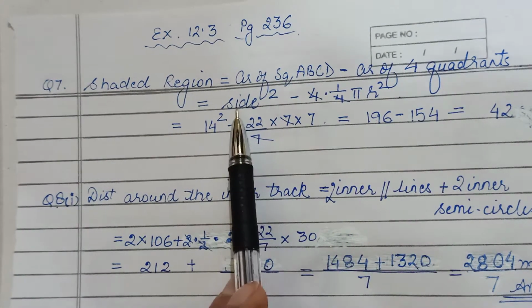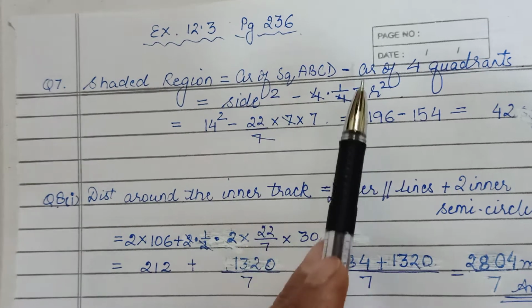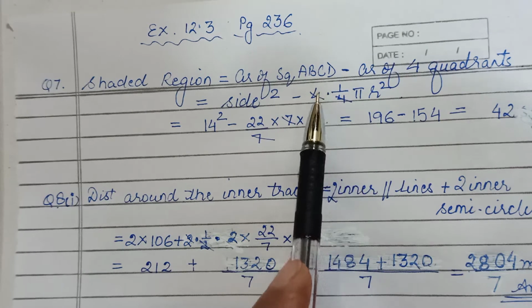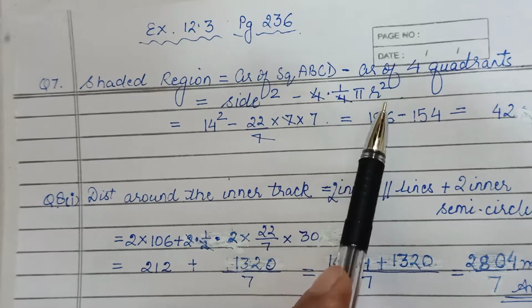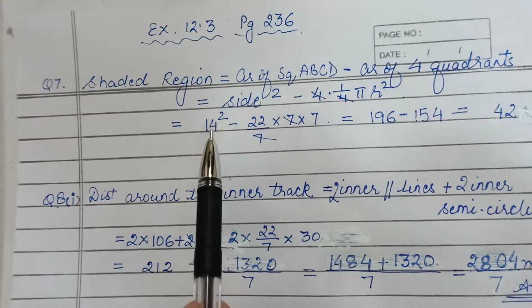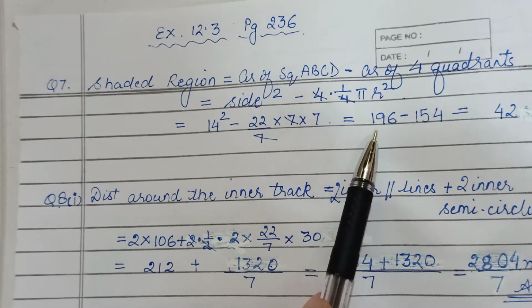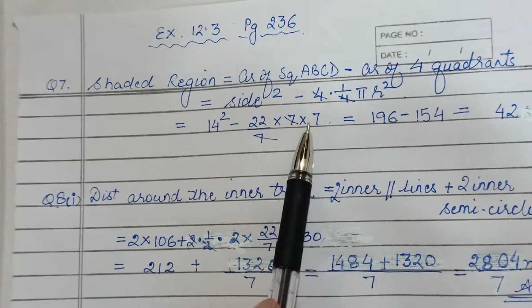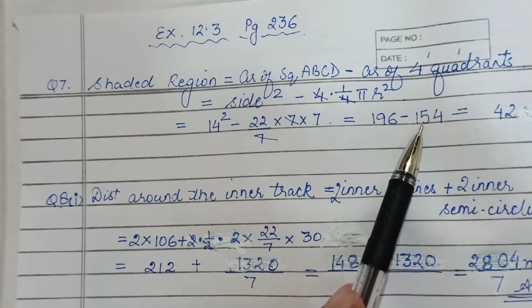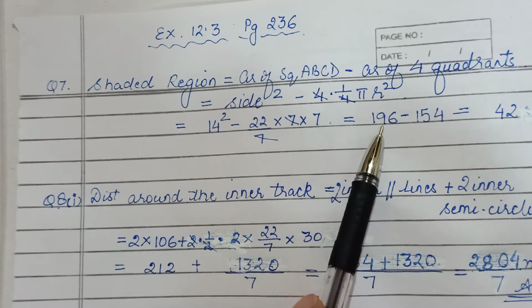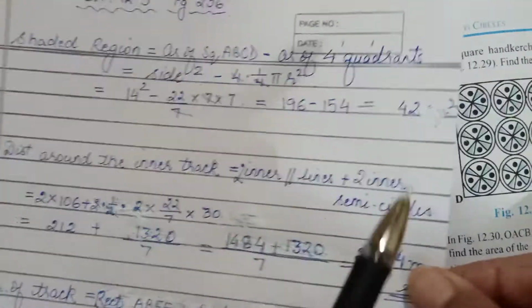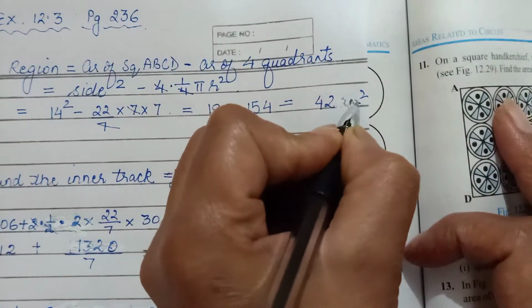quadrants. So side square, formula for area of square, and 4 quadrants means 1/4 of the circle. So 4 quadrants together, only pi r square will be left. Side was 14, 14 square, 196. Then pi r square, r was 7 here. So that becomes 7 2s are 14, 7 2s are 14 plus 1, 154. 6 minus 4, 2. And 9 minus 5, 4. So area would be this much centimeter square.